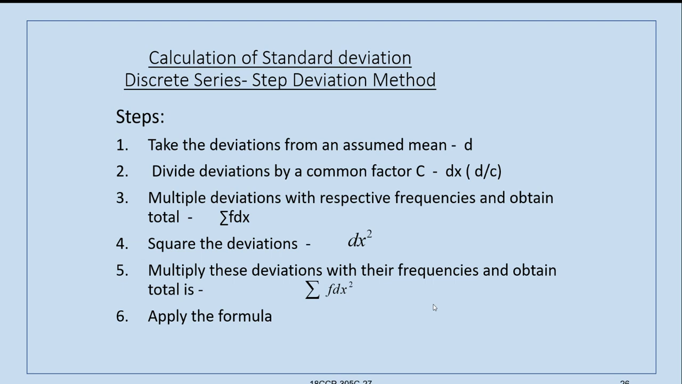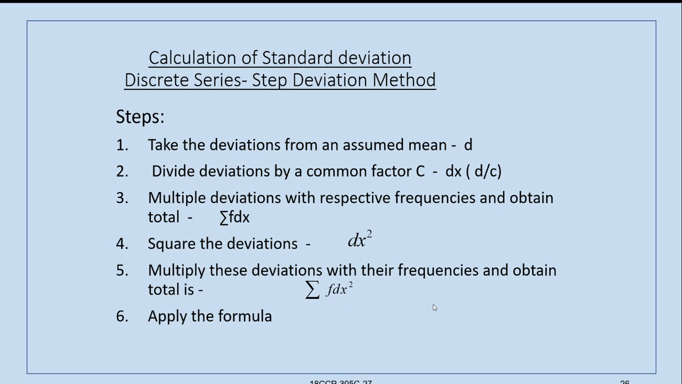First of all, we are taking deviations from the assumed mean, that is in the third column. The first column is the X series, the second column is f, and the third column is the deviations from assumed mean, that is X minus A, first column minus A.